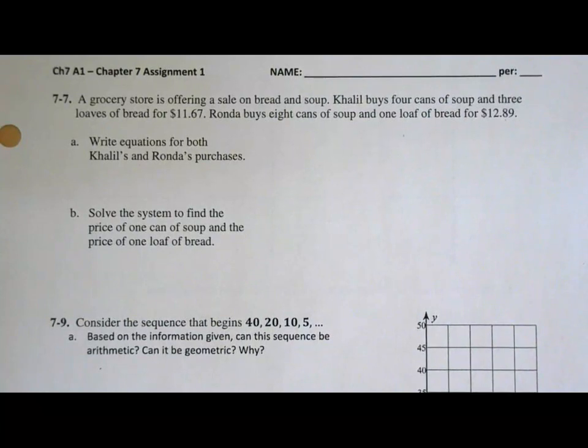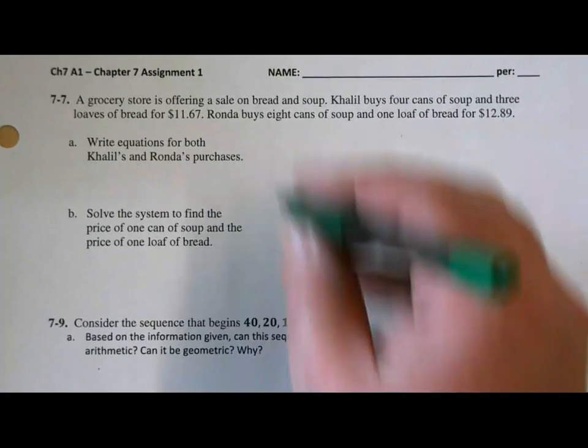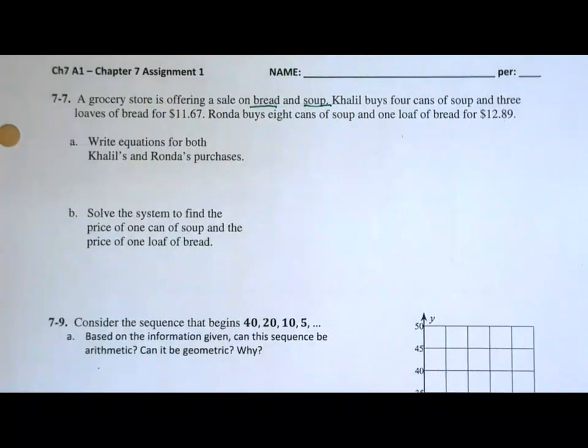All right. Read through the word problem there. Read through those first couple sentences about Rhonda and Khalil. I would say that this word problem is one of those types of word problems where you've got sort of two categories of stuff. What are the two categories of stuff going on in this word problem? What are the two words that you keep seeing repeated over and over again? Soup and bread. I'd say that this word problem is about soup and bread.